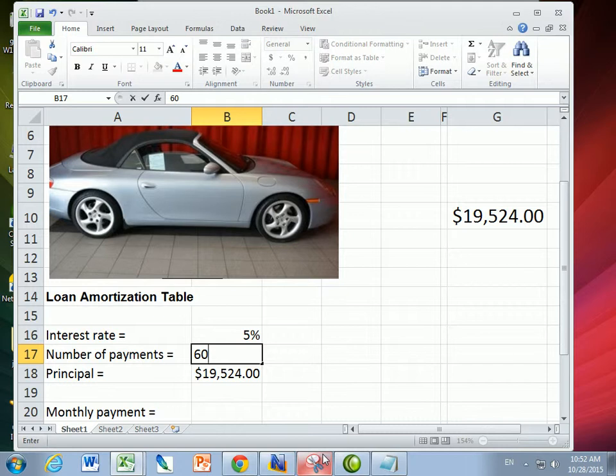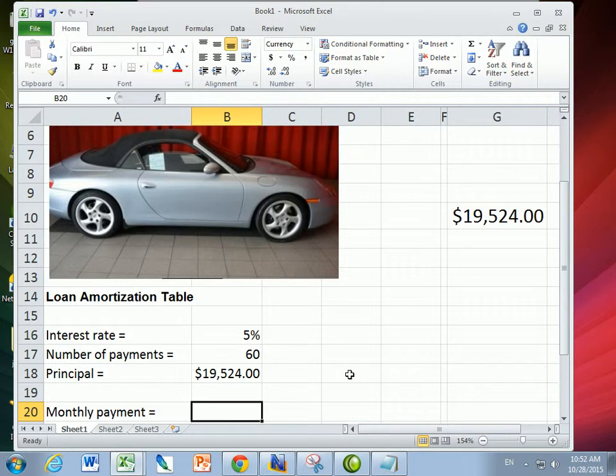That means I'm going to need to make 60 payments. So that is 12 payments per year times 5 years. So 60 payments. Okay, so I've got an interest rate of 5%, 60 payments, and the amount I'm going to borrow for this car is $19,524. Okay, I want to calculate how much I'm going to have to pay a month. Can I afford this car? Well, let's see if I can afford it.